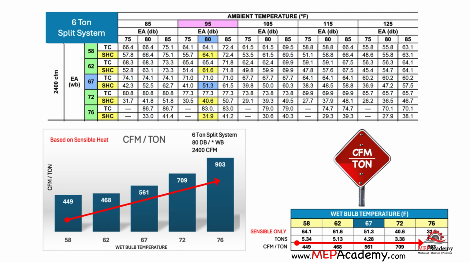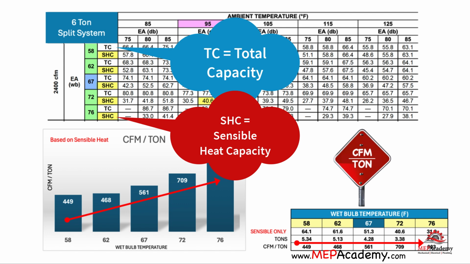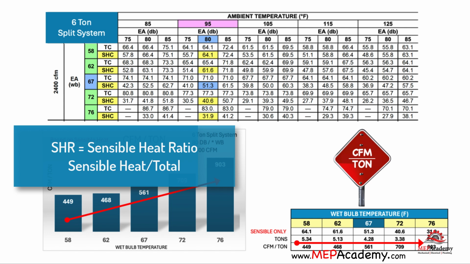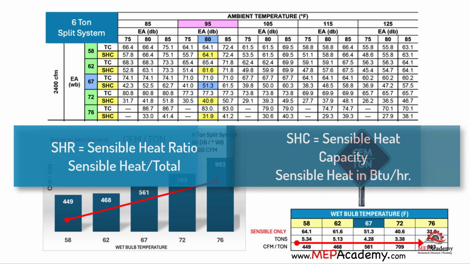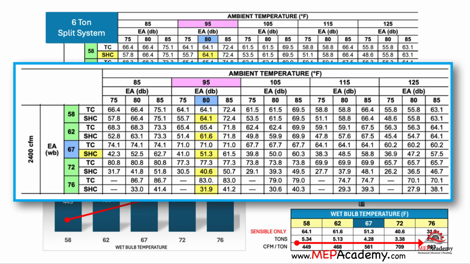There are 2 ways to look at CFM per ton. One is based on total load, the other based on sensible heat. The system's sensible heat ratio, SHR, represents the ratio of sensible cooling, temperature reduction, to total cooling, temperature and humidity reduction. Sensible heat capacity, SHC, as shown on this chart, represents the BTU per hour capacity of the system at the stated condition. Let's look at the effect on sensible capacity when the indoor wet bulb temperature changes.